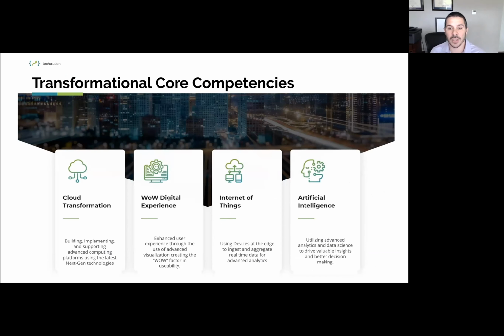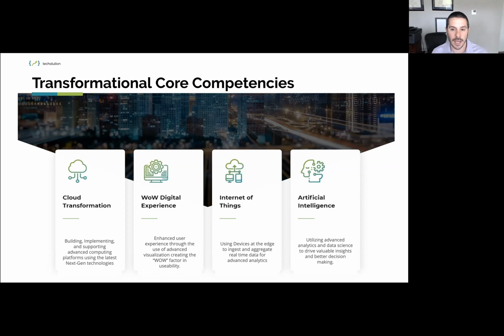We have a wow digital experience, which helps our customers build data-driven user experiences that can really wow their customers and help increase conversion rate on those systems. We have an IoT practice, which is really building and deploying services and devices at the edge to collect and aggregate data, and then help ship this data back to the cloud for processing.